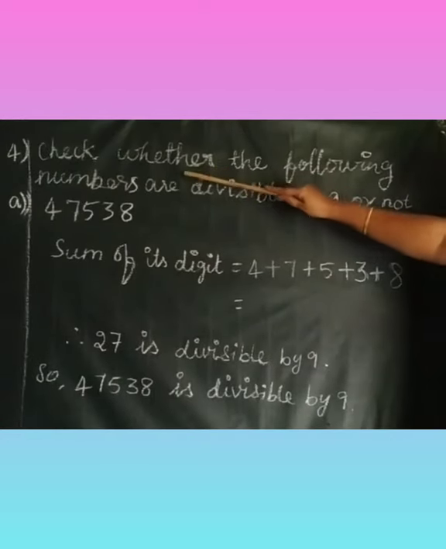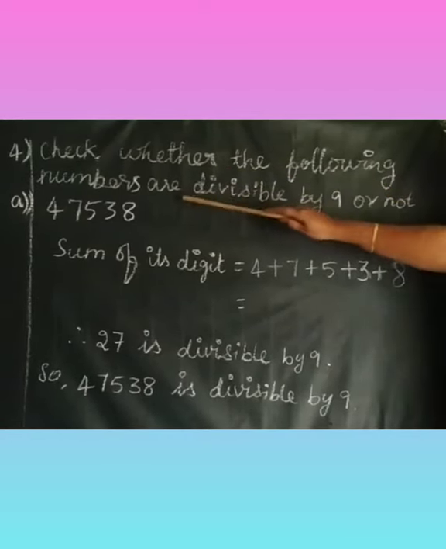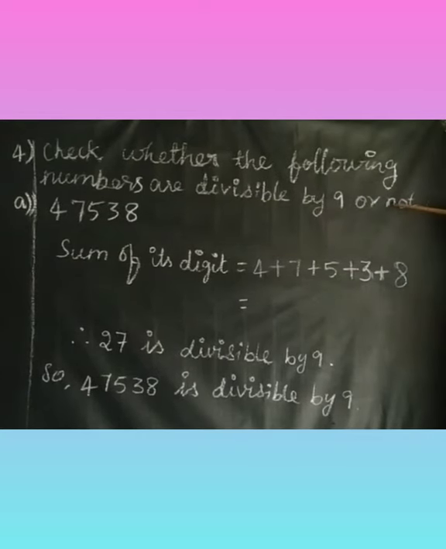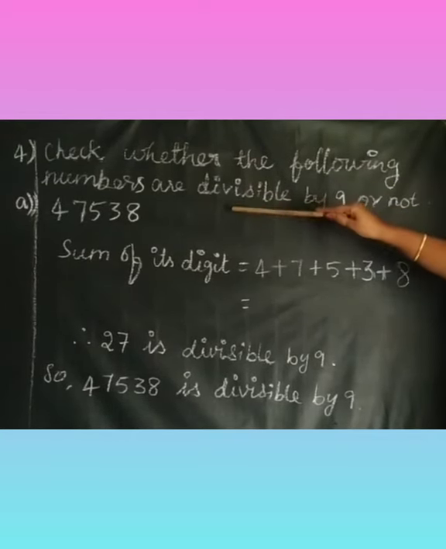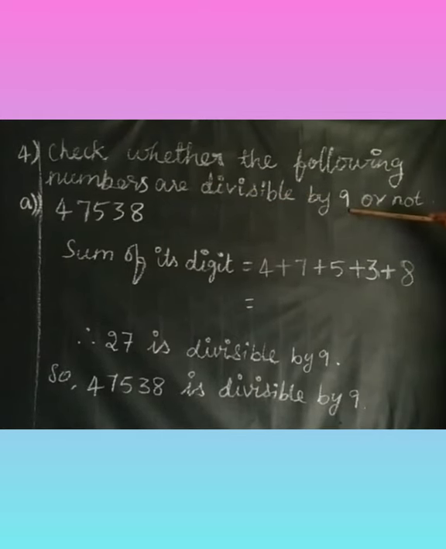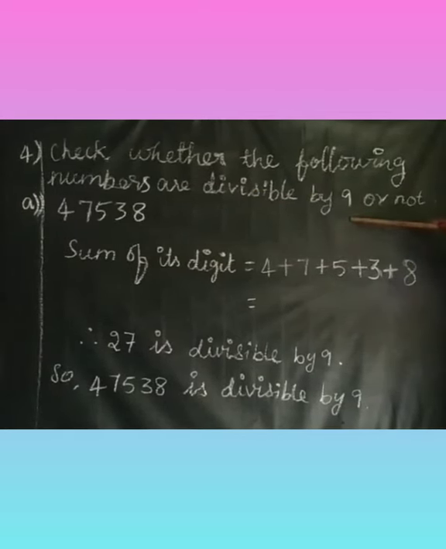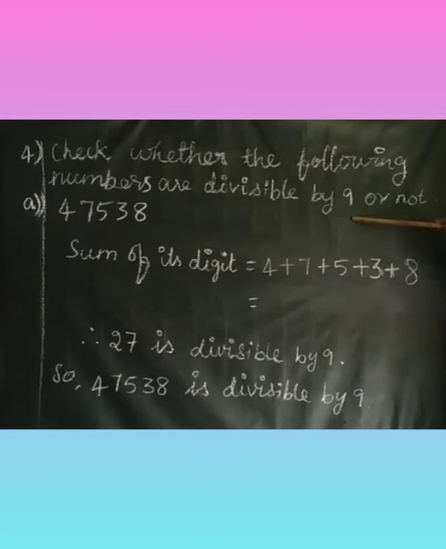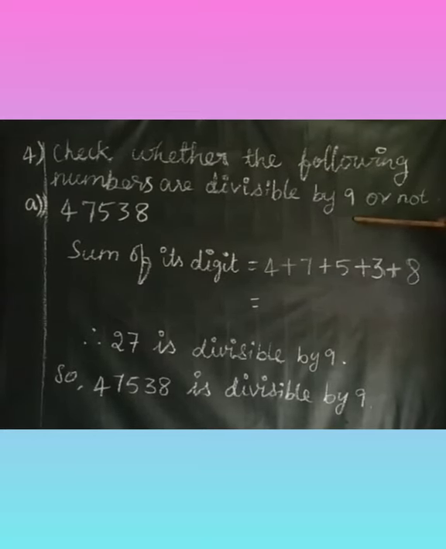Fourth question: check whether the following numbers are divisible by 9 or not. Okay, you want to check whether this number will be divisible by 9 or not. Okay, so what is the divisibility rule? Divisible by 9 means a number is divisible by 9 if the sum of its digits is divisible by 9.